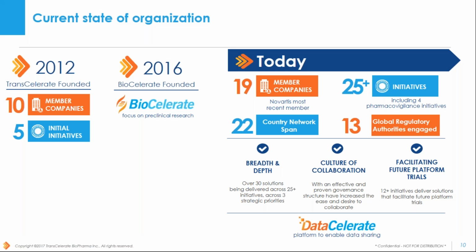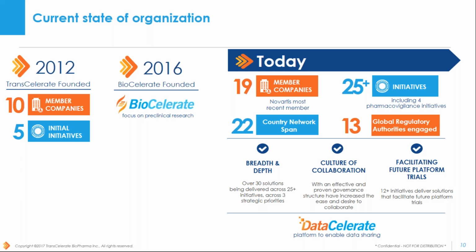We were founded by 10 member companies and started with 5 initial initiatives. While there's been lots of growth over the years, some of our key milestones include, in 2016, BioCelerate was founded, our wholly owned subsidiary that focuses on preclinical research. And as of today, almost 6 years later, we have 19 member companies that are part of the TransCelerate family. Novartis is our most recent member.